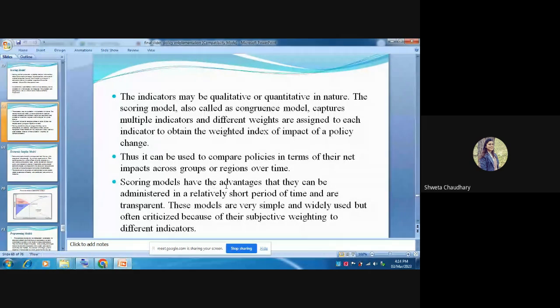Scoring models have the advantage that they can be administered in a relatively shorter period of time. These are transparent, just seeing the impacts, giving weights to the model indicators.